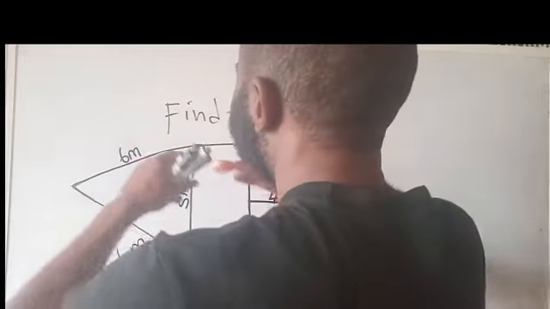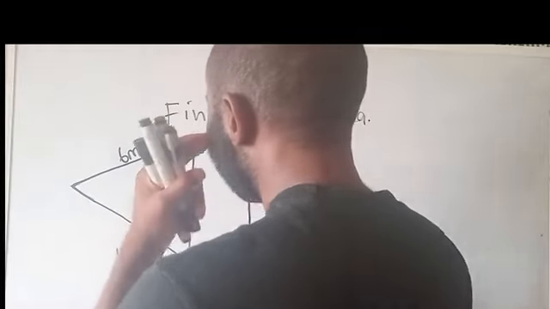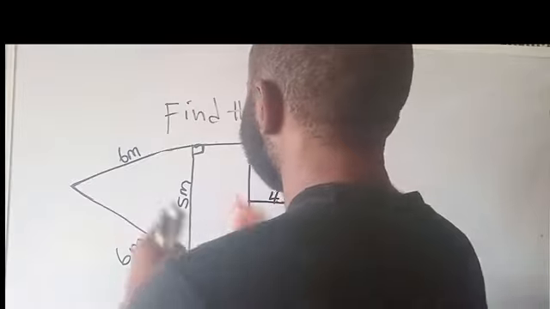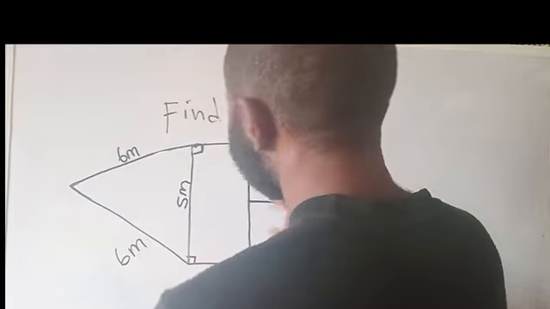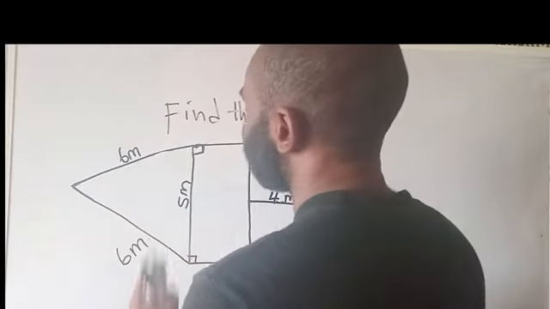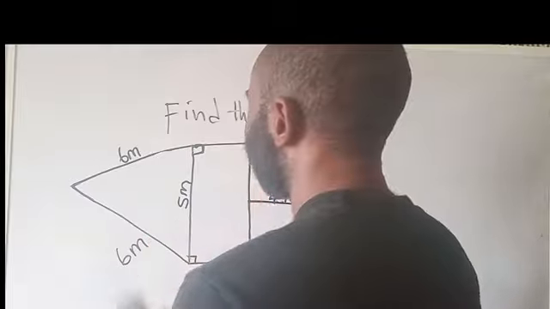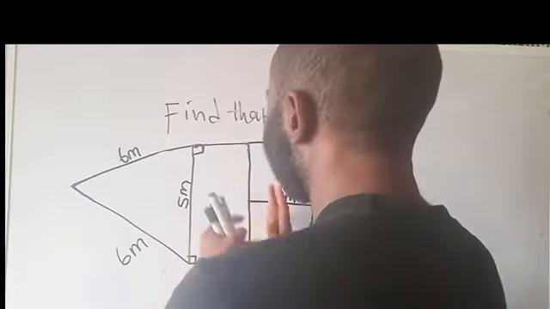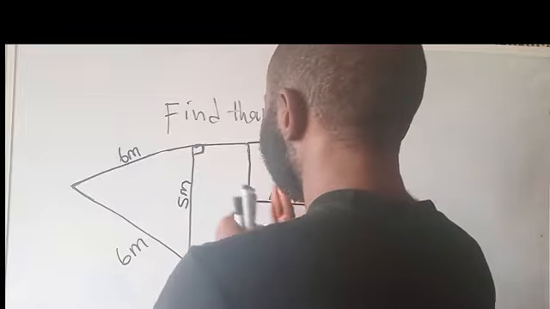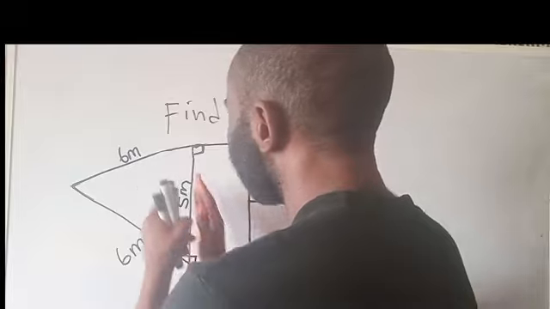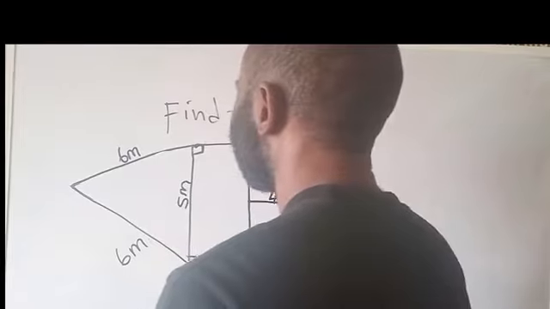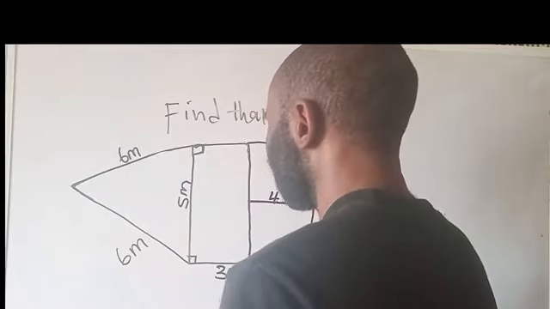So you have a composite figure, and the question says you find the total area of this composite figure. You know that this composite figure is a combination of a semicircle, a rectangle, and a triangle. So in doing that, you need to separate this composite figure into a semicircle, a rectangle, and a triangle. With that, you should be able to solve it.